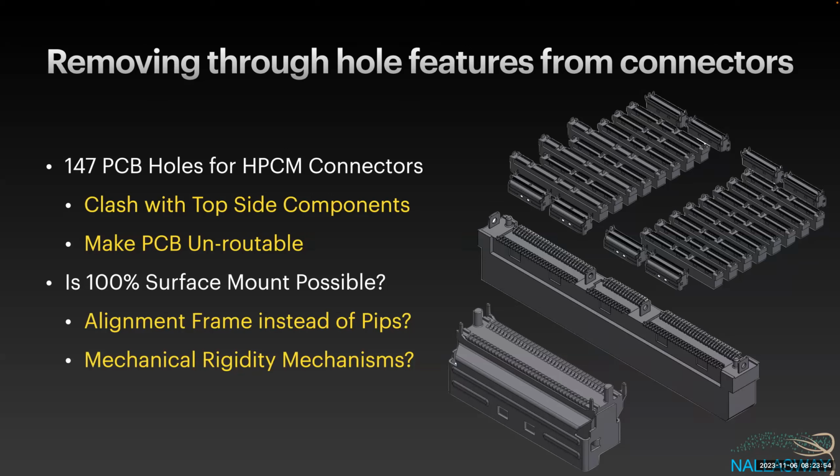So we really want to be able to get rid of all the through-hole features on these connectors. So the question is, is 100% surface mount possible? Maybe we need an alignment frame instead of the pips, where we could align all these connectors, so that when they're put through reflow, they have the level of placement precision that we need. And we're going to need some other mechanical rigidity mechanisms in place so we don't tear these connectors off the boards. We can have some surface mount mechanical help, but we need to rely on other mechanisms for that.